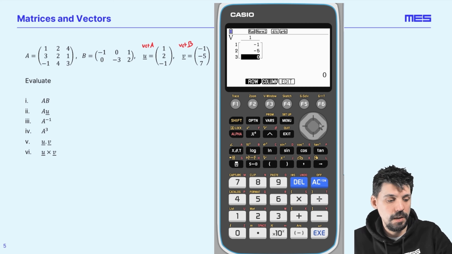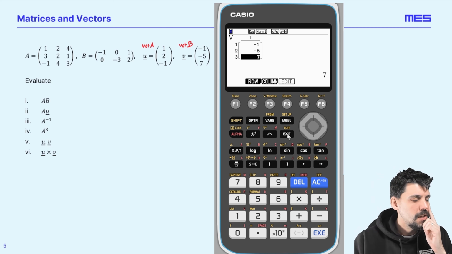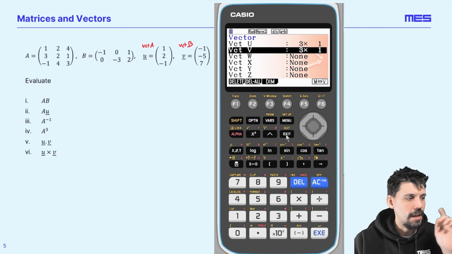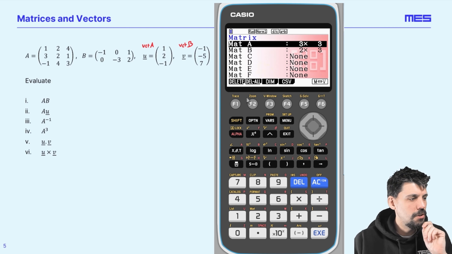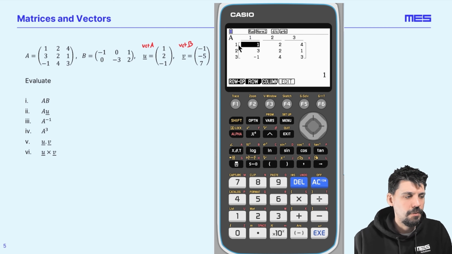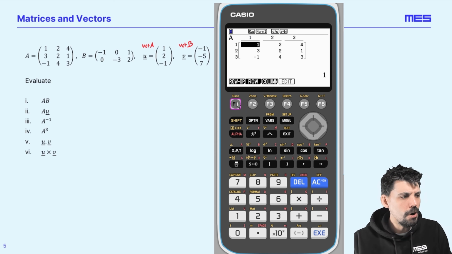-1, -5, 7. All right, cool. Not much we can do here. So I'm going to just go show you quickly what we can do in matrices, because there are a few things. You can do row operations.